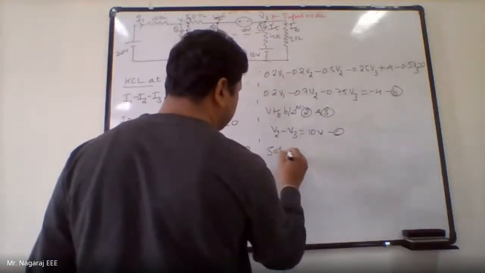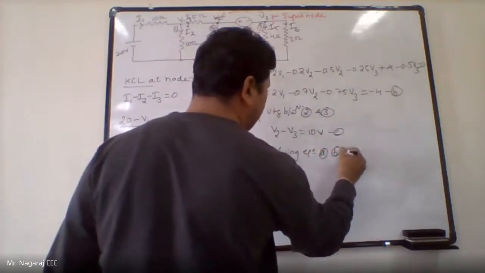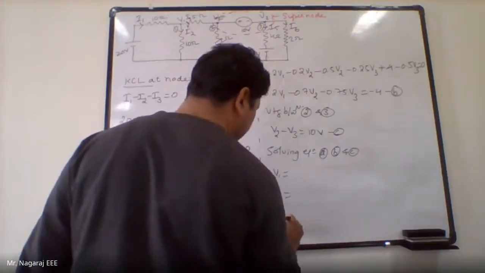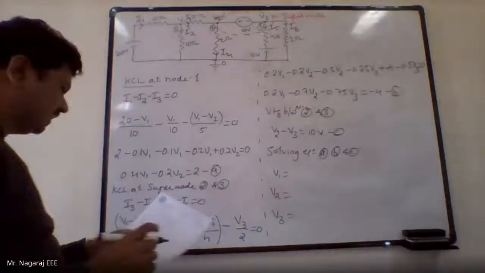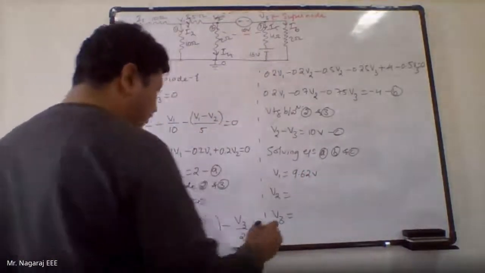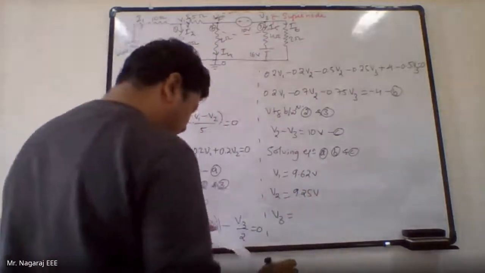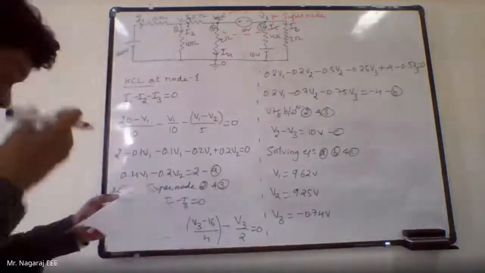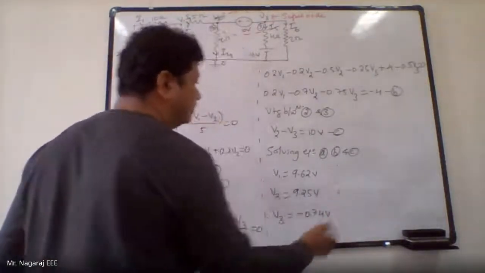Now solve equations A, B and C. We get V1 is 9.62 volts, V2 is 9.25 volts, and V3 is minus 0.74 volts. You can verify these values.